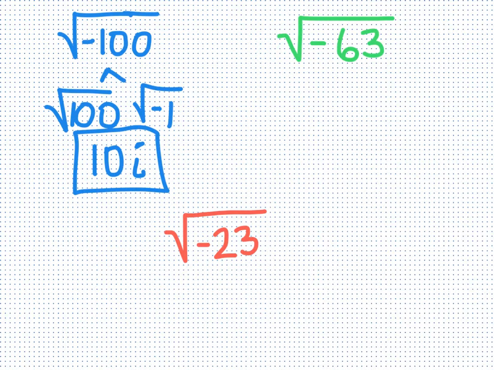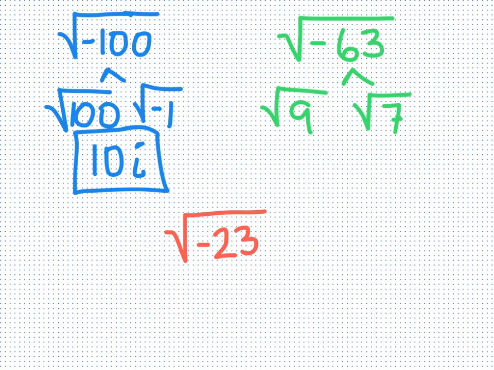If we look at the green one over here, the square root of negative 63, unlike 100, is not a perfect square, but it does have 9 as a factor, and 9 is a perfect square. I picked 9 because it is the biggest factor of 63 that is a perfect square. So I'm going to break this apart into the square root of 9 and the square root of 7, and that's because 9 times 7 actually gives us 63.